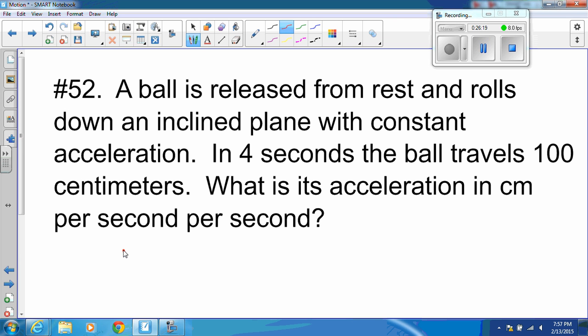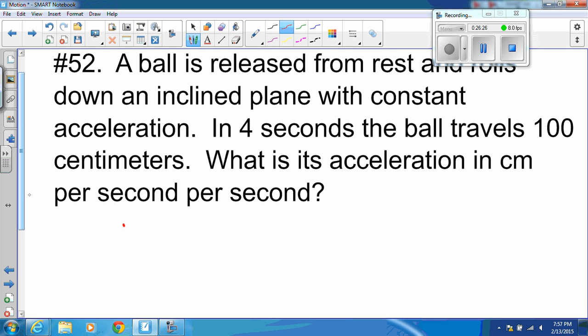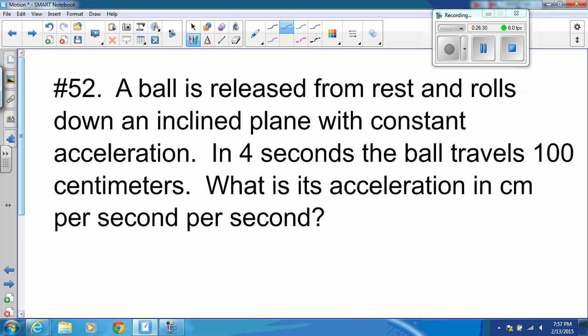Let's look at one final problem here. The ball is released from rest and rolls down an inclined plane with a constant acceleration. In 4 seconds, the ball travels 100 centimeters. What is its acceleration in centimeters per second squared?